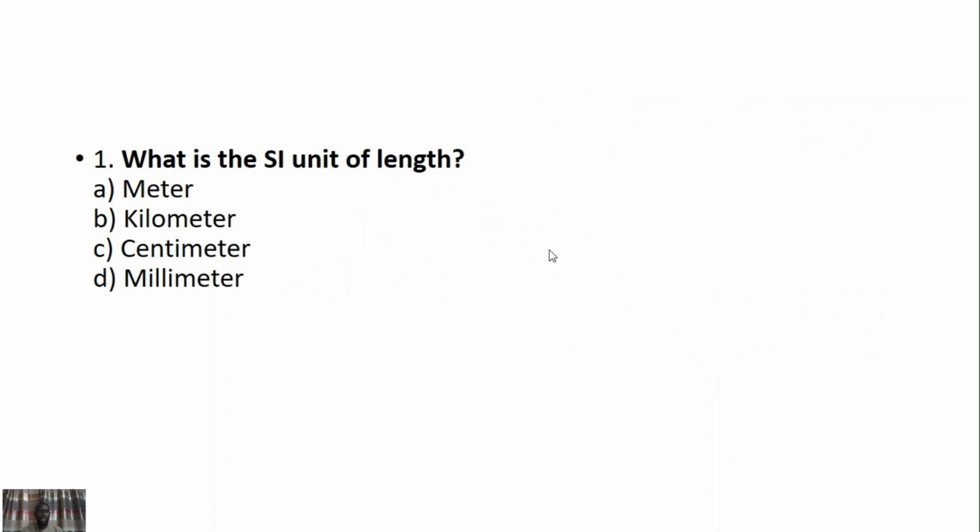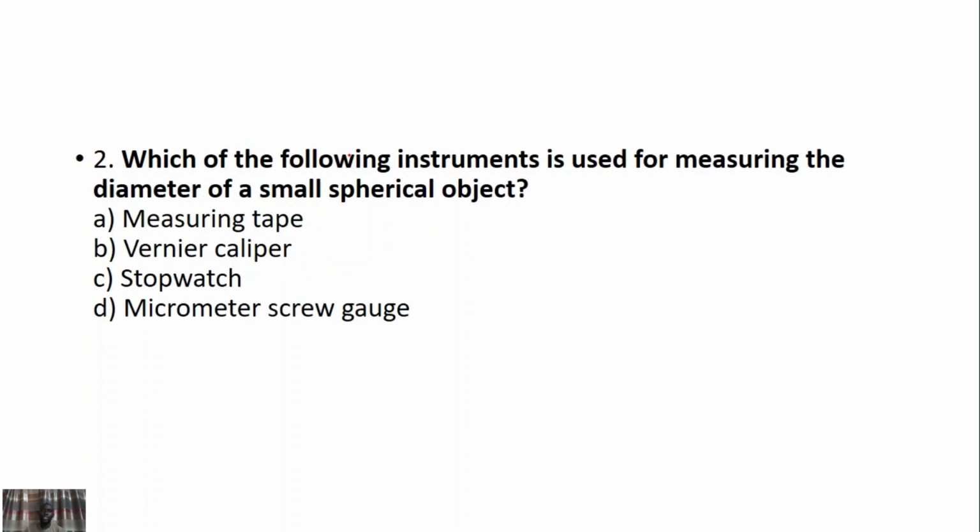What is the standard international unit of length? We know all these are correct as units. They can be units. This one too can be units, and this one too can be units. But the standard international unit is meters. Okay. Which of the following instruments is used for measuring the diameter of a small spherical object? Measuring tape, no. Vernier caliper, yes. Stopwatch, no. Micrometer screw gauge is used to measure the thickness of a small object. So the correct answer is B.